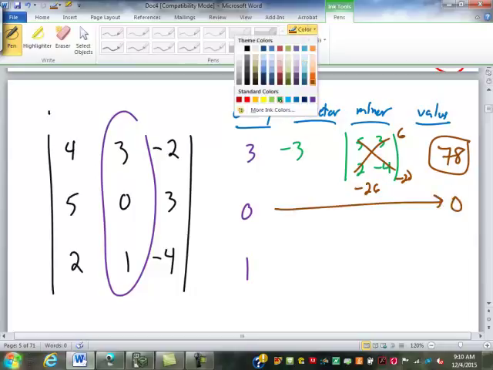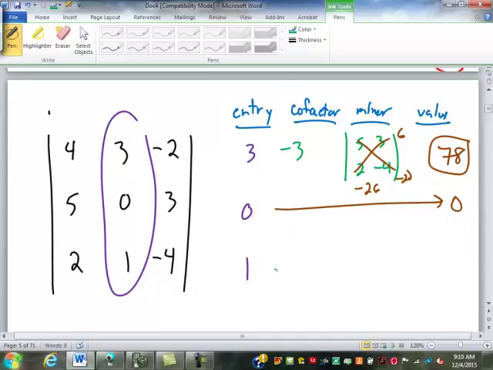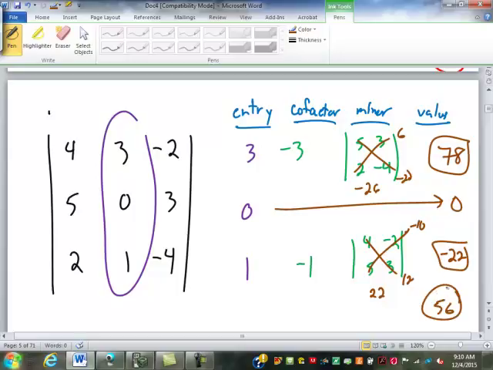The 0 is just 0, no matter what. The 1 is a cofactor of negative 1. Row 3, column 2 adds up to 5. Its minor is 4, negative 2, 5, 3. This is 12, negative 10. That makes for 22. 12 minus negative 10 is 22. Then negative 22. You get a determinant of 56. Did you get 56? Did everybody else get 56?